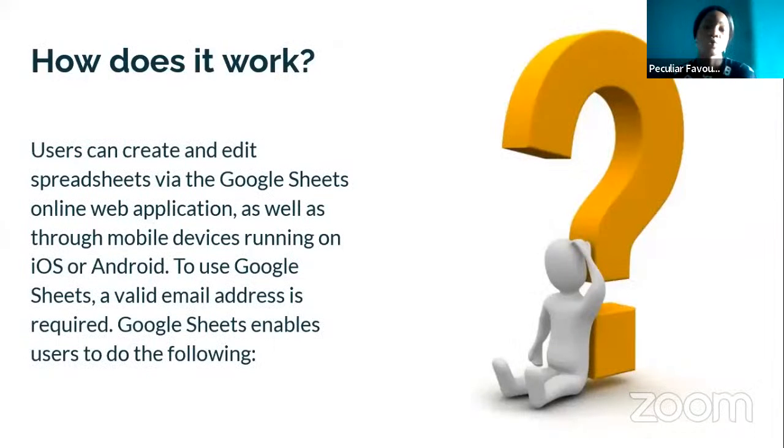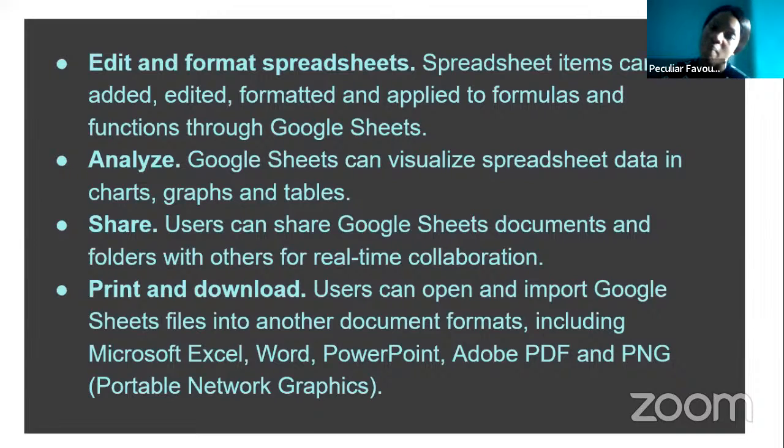Google Sheets enables users to do the following: edit and format spreadsheets, which I already talked about before. Spreadsheet items can be added, edited, formatted, and applied to formulas and functions through Google Sheets. So you can easily put your project work, maybe state the names of the people working on this project, what this person is responsible for, what this person is supposed to do on a particular day, and what progress the project is on. You can use this Google Sheet to tell things like that.